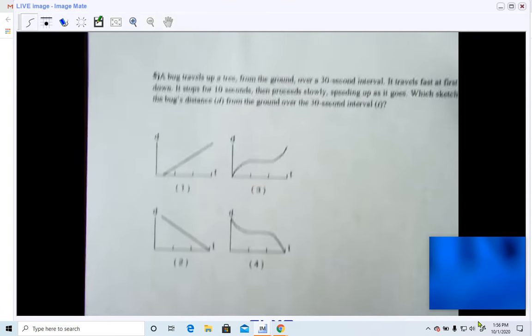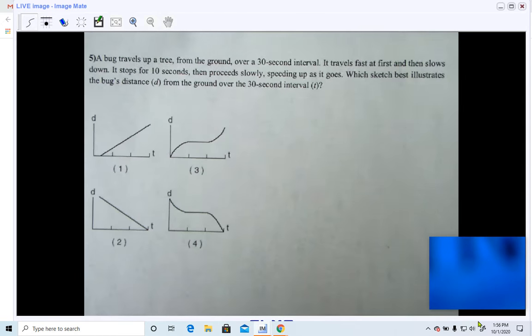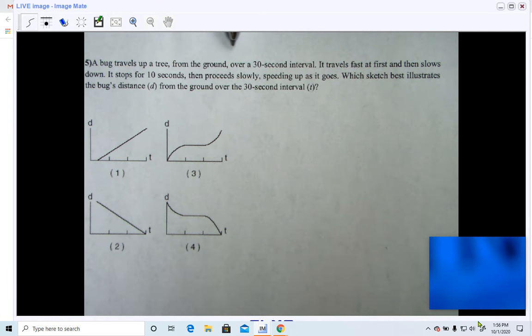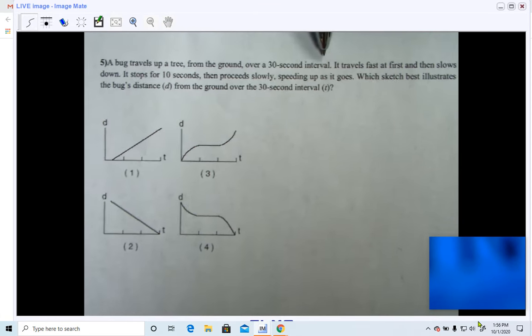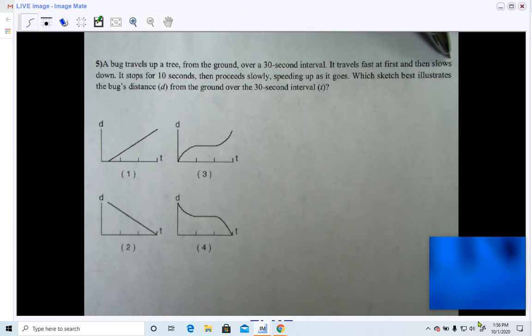The last one. A bug travels up a tree from the ground over a 30-second interval. It travels fast at first and then slows down and stops for 10 seconds, then proceeds slowly, speeding up as it goes. Which sketch illustrates it?